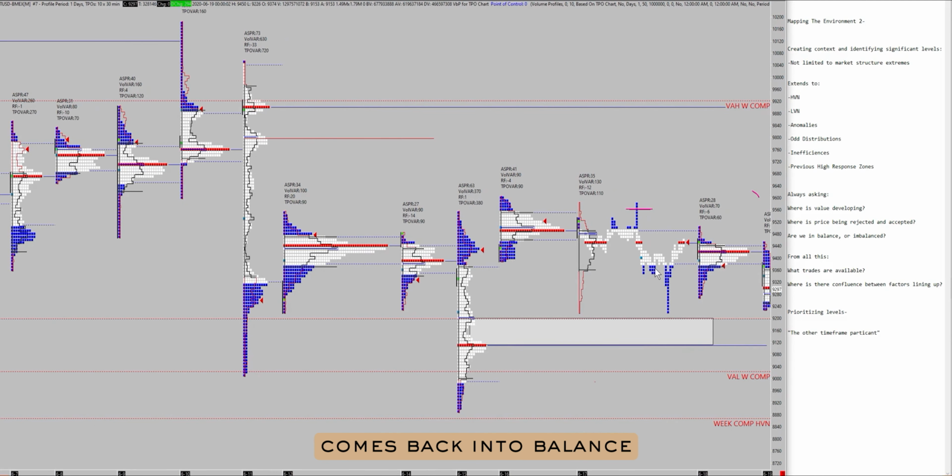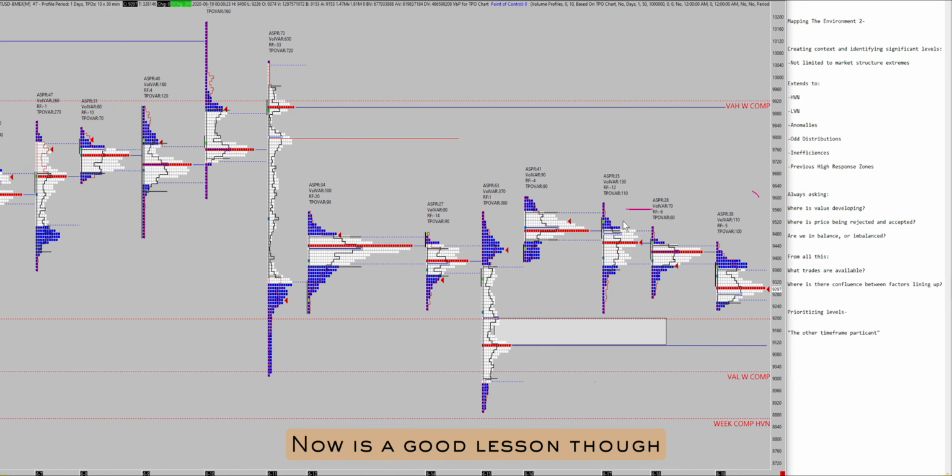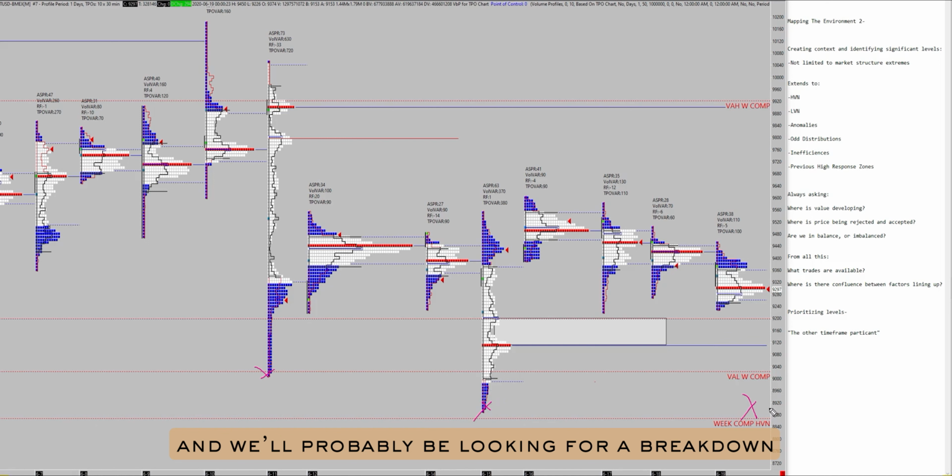Comes back into balance. Let's just treat this day by day. We've opened up too many days now. This is a good lesson though, because what we end up having is a market that is auctioning lower over time. So maybe we want to come down and test these lows again. That would be a bad thing though if we didn't find support intermediate, because at that point we'd be retesting this low again and again, and we'd probably be looking for a breakdown.